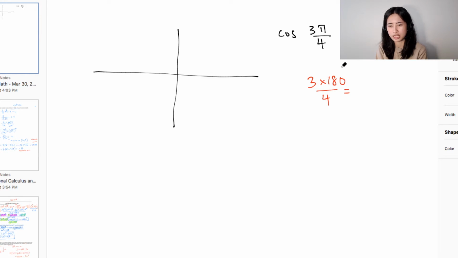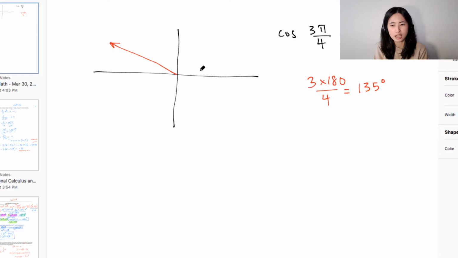So what I tell my students is, you know that pi is equal to 180 degrees. So all you have to do is convert this into degrees and then map that in your head and visualize it. So I know that 3 times 180 divided by 4 is equal to 135 degrees. So I know that 3 pi over 4 is in fact 135 degrees. Now I actually know where that is in my quadrant. This is found in quadrant 2.